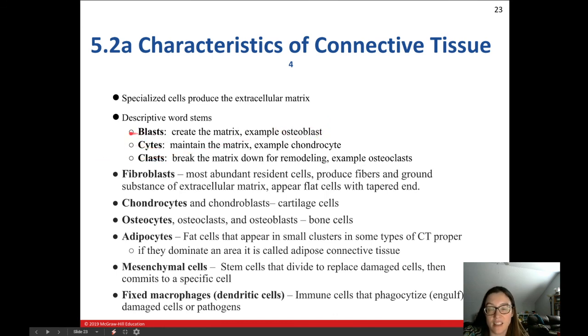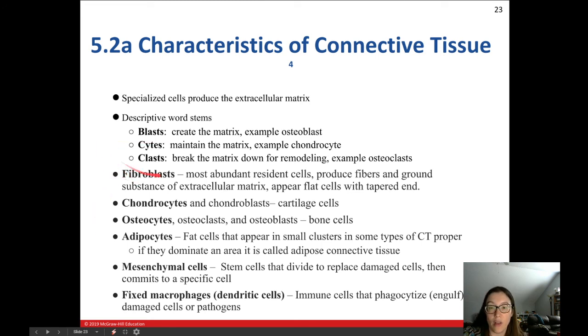A cyte is a cell that maintains the matrix. An example of this would be a chondrocyte or an osteocyte. These cells are no longer making new matrix. They're not making any new fibers, but they're maintaining the fibers that were already made, the extracellular matrix and the ground substance. And then clasts are cells that break down the matrix for remodeling. The main example we'll talk about is the osteoclast. In bone, you have some special bone cells that break down the bone to help remodel it.